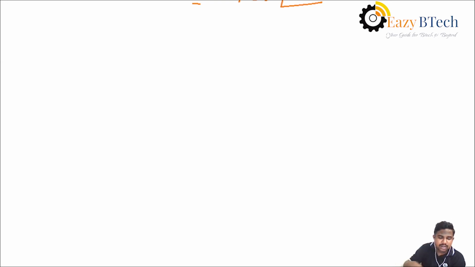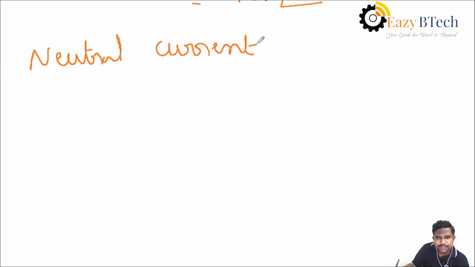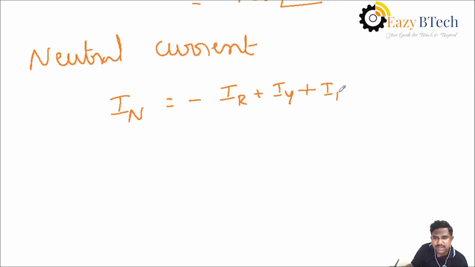After finding all three line currents, the value you have to find out is the current passing through the neutral wire, called the neutral current, denoted by IN. Apply KCL at the neutral point: IR, IY, IB are all entering currents, and IN is the leaving current, so taking the negative, IN equal to minus (IR plus IY plus IB).